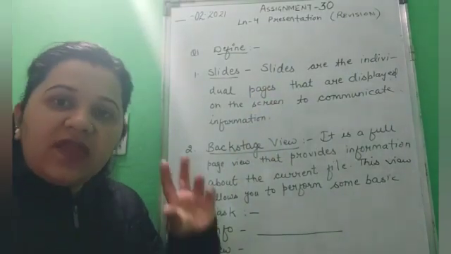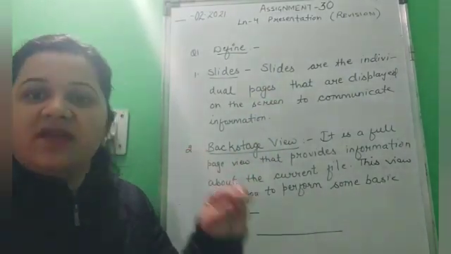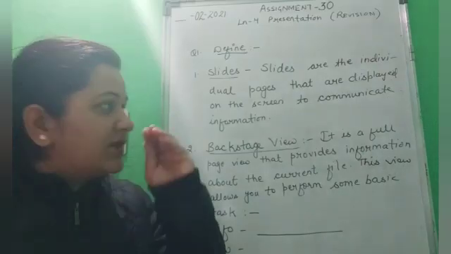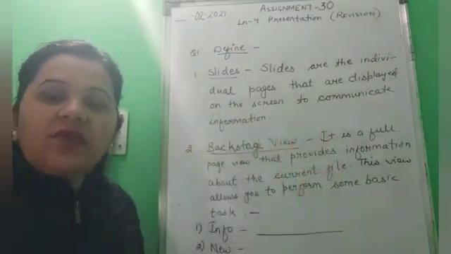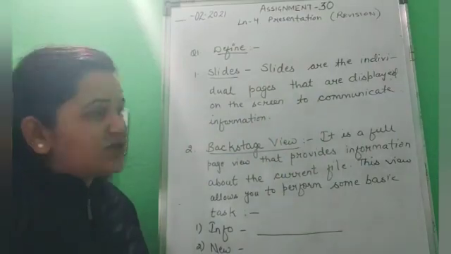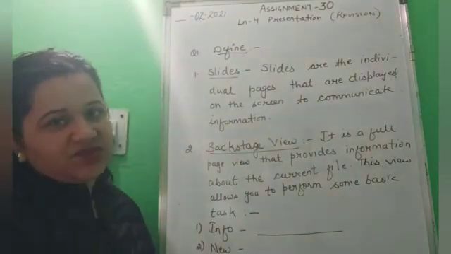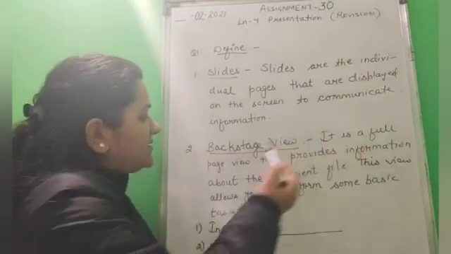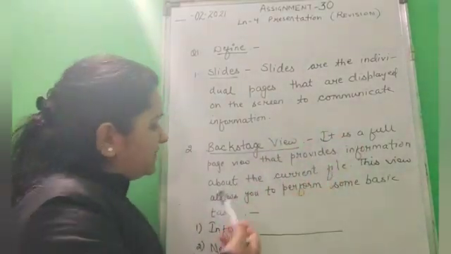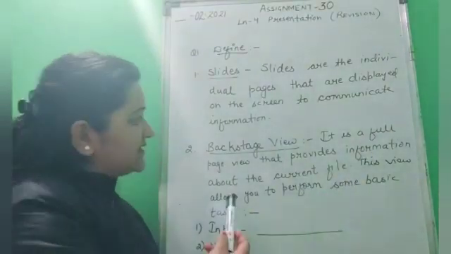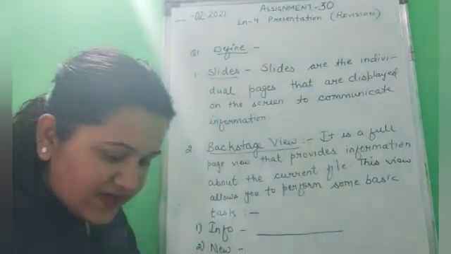On that individual page, images are there, and everything is written about the thing on that slide or page. So slides are what? They are individual pages. Backstage view is a full page view that provides information about the current file. This view allows you to perform some basic tasks. Now what is the backstage view?